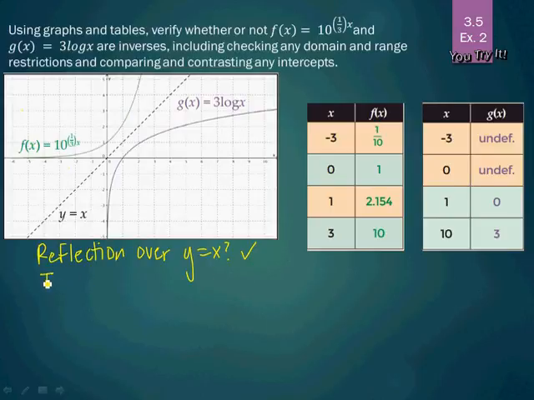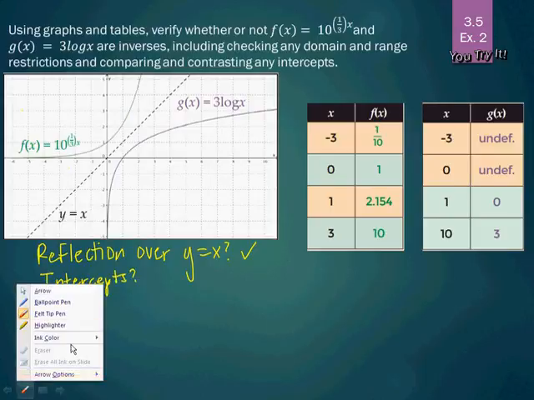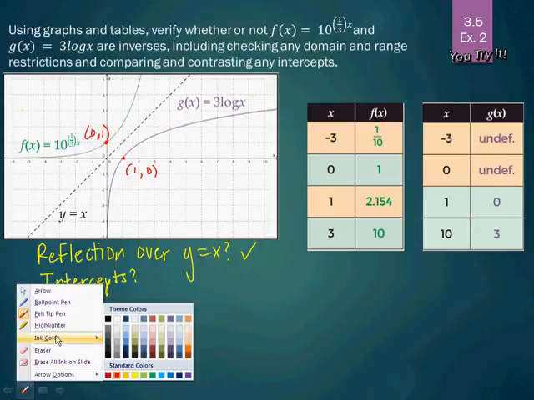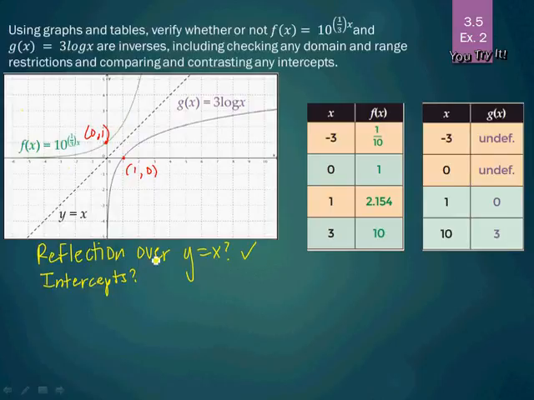And let's also check the intercepts and see if those follow the properties of an inverse function. Looking at the intercepts here, we have (0, 1), and on the other one we have (1, 0). So we see that those are switched. (0, 1) becomes (1, 0). So those also appear to fit the values for an inverse function.